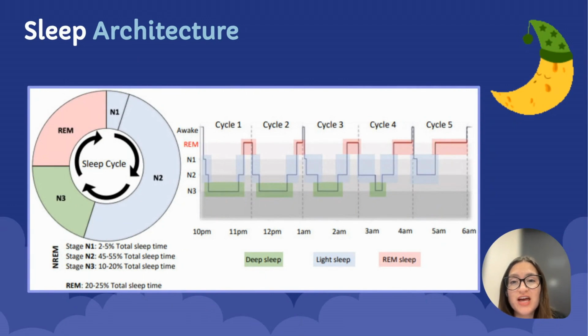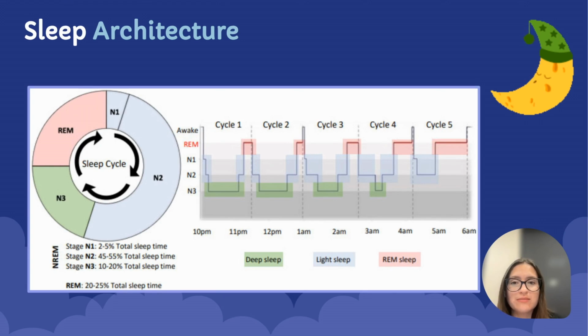Then we enter stage N3, also called slow wave or deep sleep. This is the most restorative phase of sleep and is essential for things like muscle repair, immune function, and physical recovery. Breathing and heart rate are at their lowest levels, and it's very difficult to wake someone up in this phase. Deep sleep is marked by slow delta brain waves. The more delta activity you have earlier on in the night indicates that you have a greater accumulated sleep pressure. As the night goes on, these waves decrease, signaling that your sleep need has been satisfied.